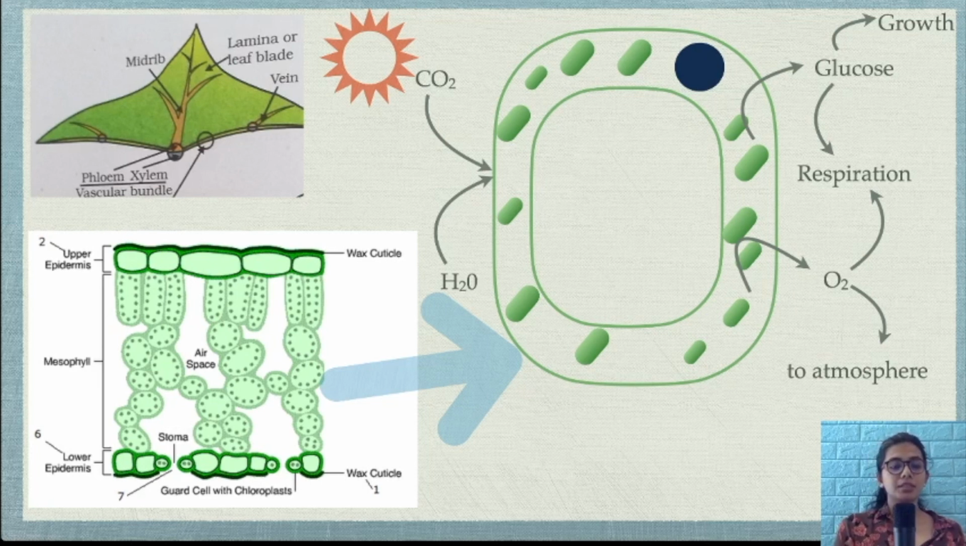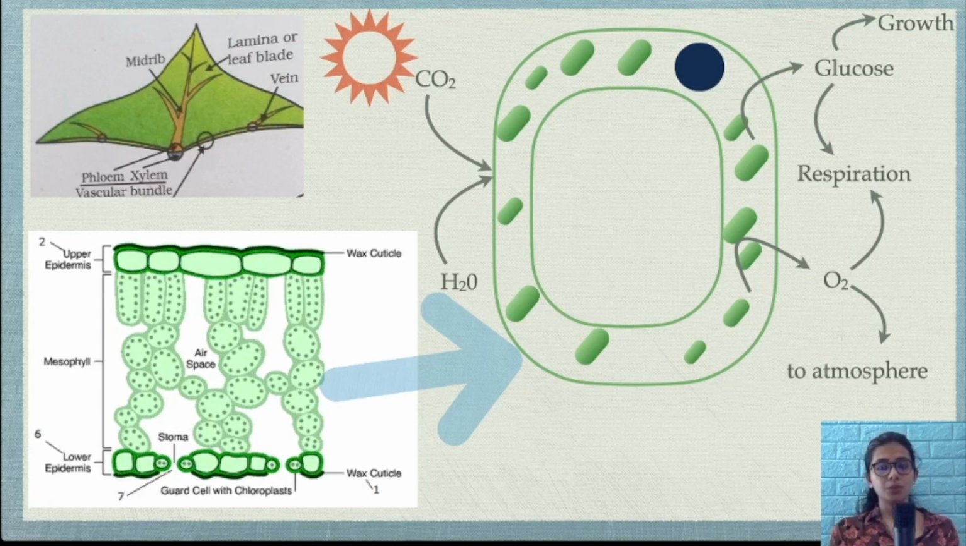So I have taken one cell from that and magnified it in the form of a diagram to show you what exactly happens to the carbon dioxide and water that plants take in through these cells. In the presence of sunlight, plants take in carbon dioxide and water and convert it into glucose and oxygen. If you follow the arrows, you can see carbon dioxide and water is converted into glucose and oxygen with the help of sunlight and chlorophyll, right?